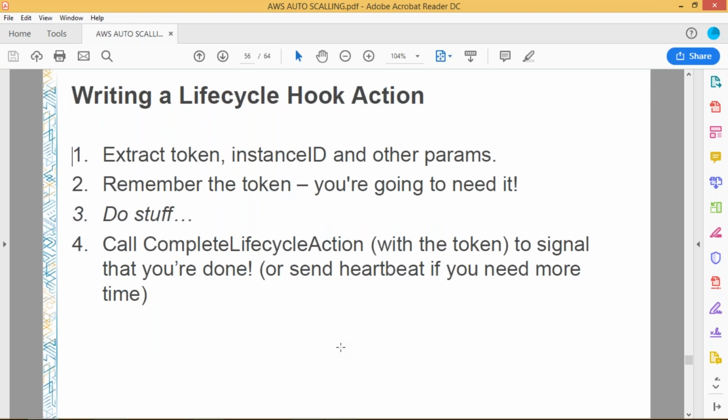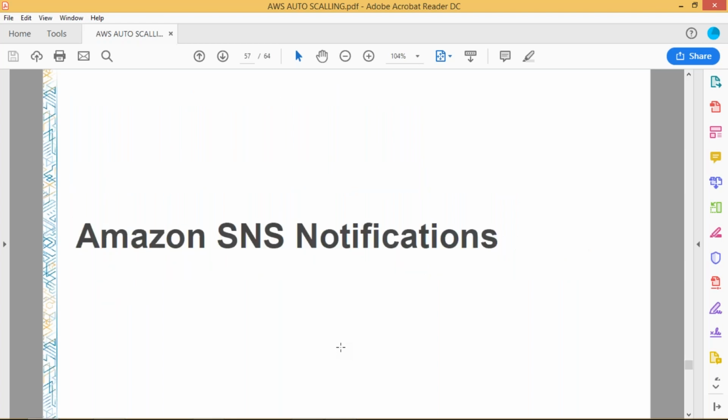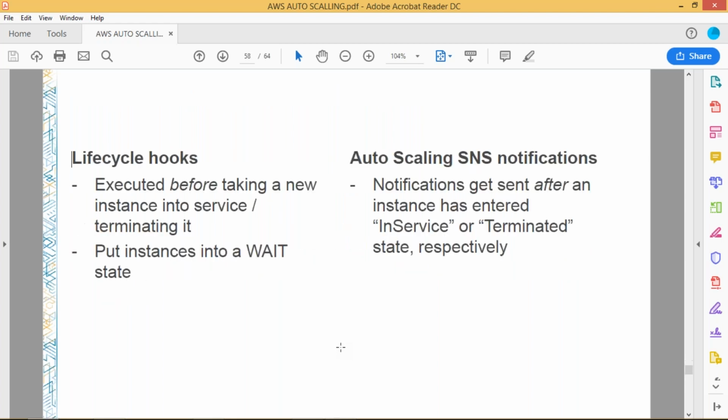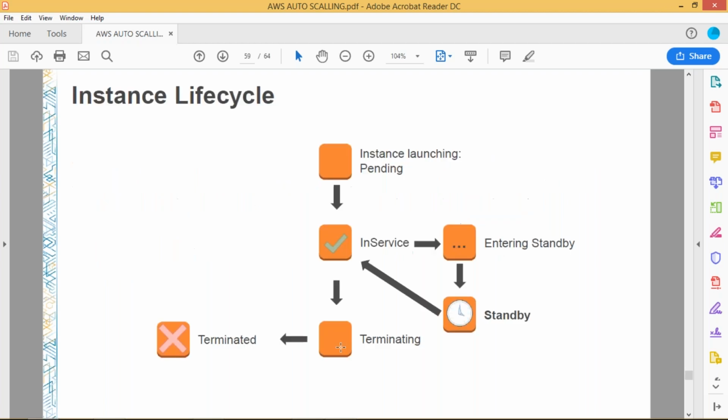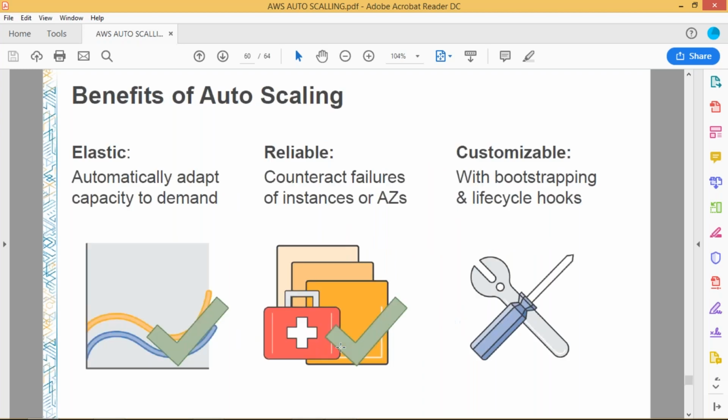So waiting for the lifecycle hook, extract the token IDs, remember the tokens, you are going to need them. Okay, so these are the things you will find out. Amazon SNS notifications basically provide messages to your system architect about what's going on with the server and what needs to be done. So this is a proactive approach. Okay, the instance lifecycle, we already covered standby and terminating things. The benefit of auto scaling, we already did this one.